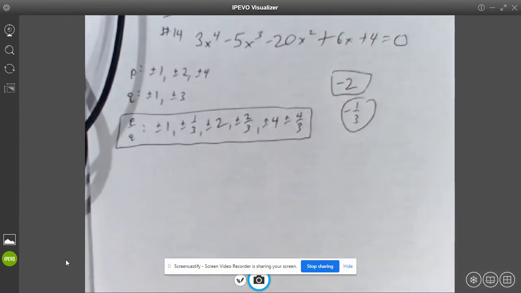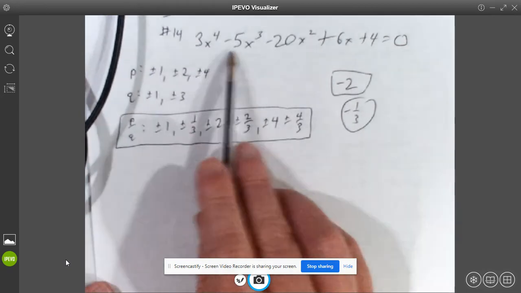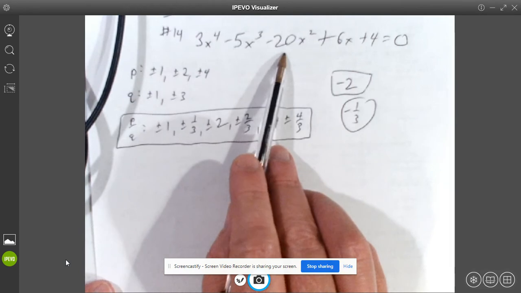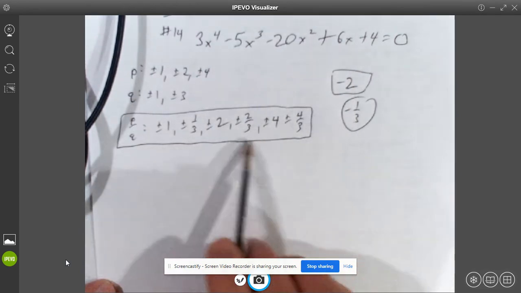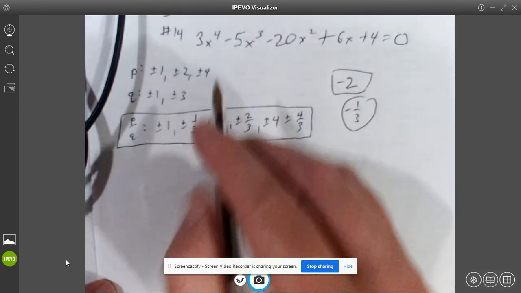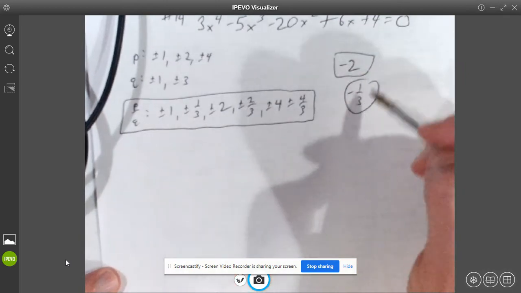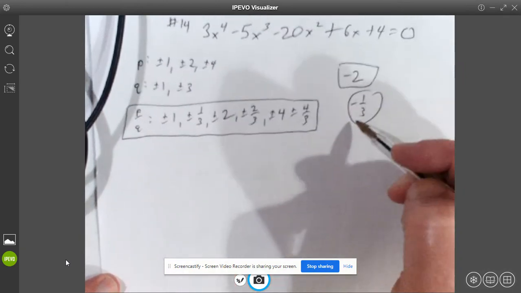So -1/3. Now, again, I could go through and start checking, but I want to get this down. Let me see if I can get it down to a quadratic, and then we don't need to guess and check anymore. So I'm going to do synthetic division, but I'm going to have to do it twice, once with each of these.